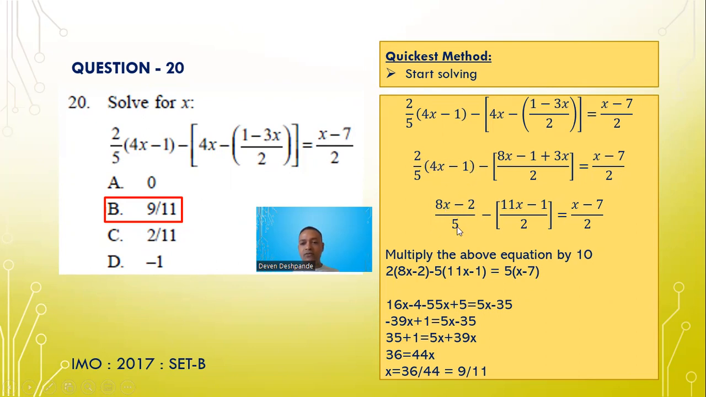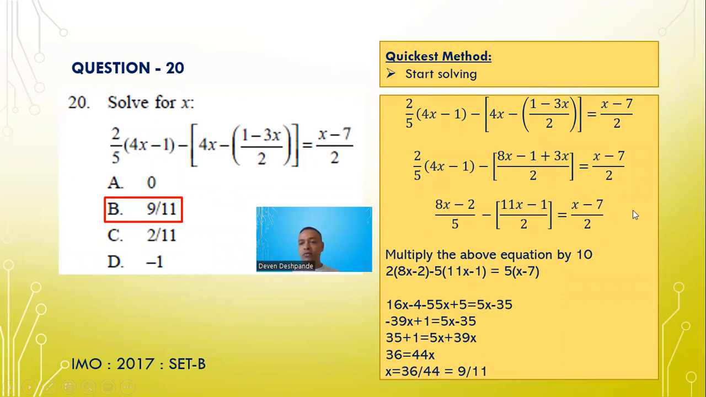8x minus 2 upon 5 minus 8x plus 3x. What is 8x plus 3x? 11x minus 1 upon 2 is x minus 7 upon 2. You have to multiply the whole of this equation by 10. So if you multiply 8x minus 2 upon 5 by 10, so 5 into 2 is 10. So 2 into 8x minus 2 minus, if you multiply this by 10, so 2 5s are 10. So 5 will remain here in the numerator, minus 5 into 11x minus 1. If you multiply the whole of this by 10, so 2 5s are 10.